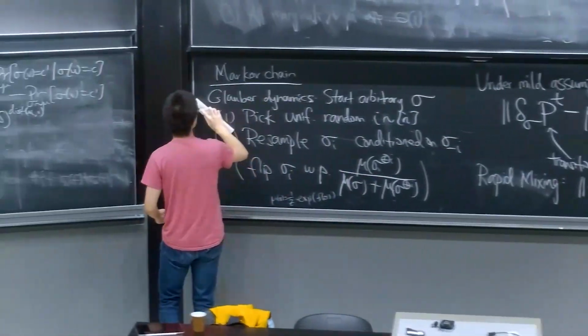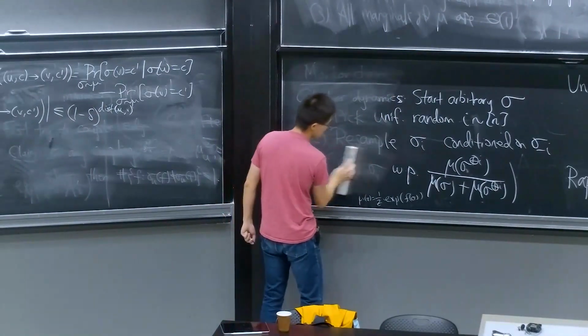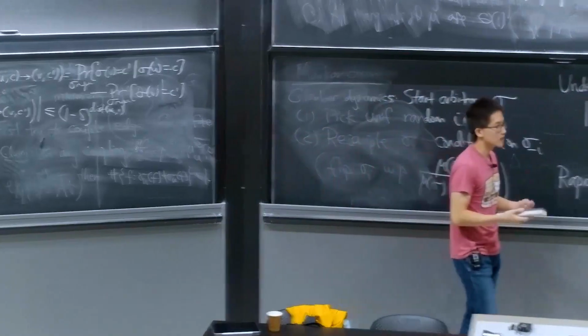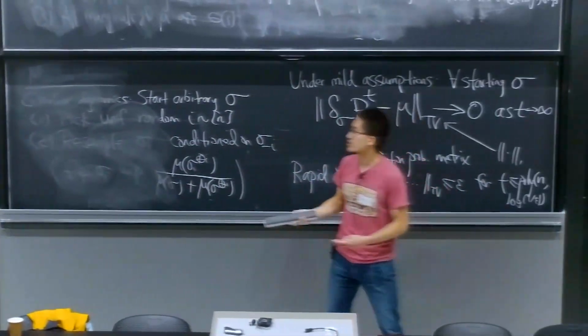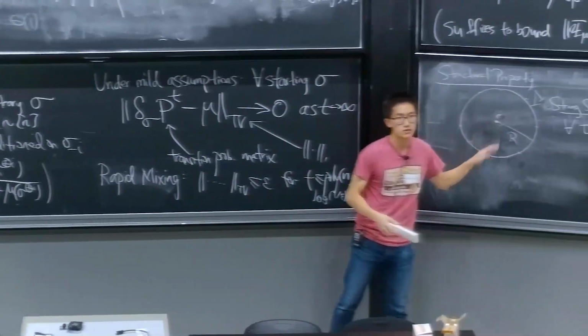So what I plan to do for the rest of the talk is state some newer results on colorings, and I just want to give you a rough outline or a sense of how you would establish something like exponential decay of correlations.